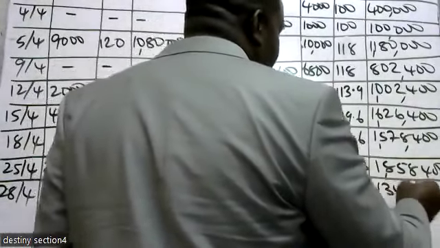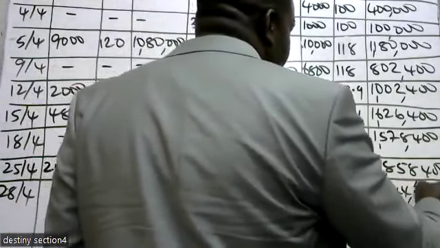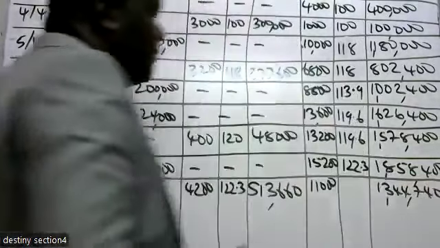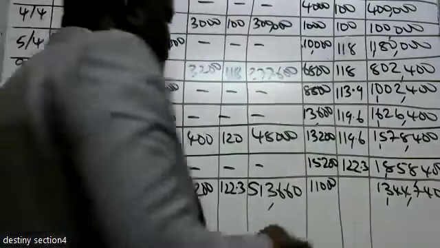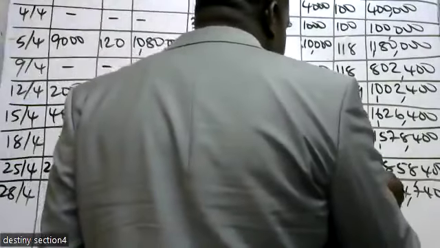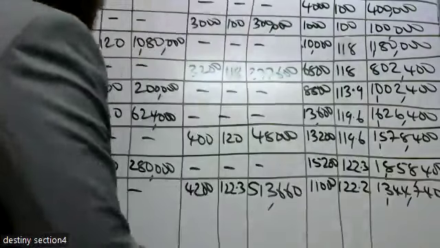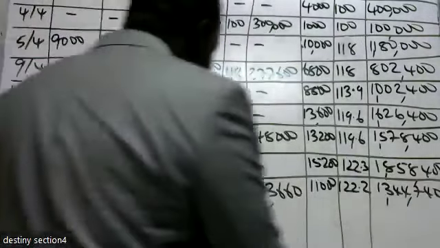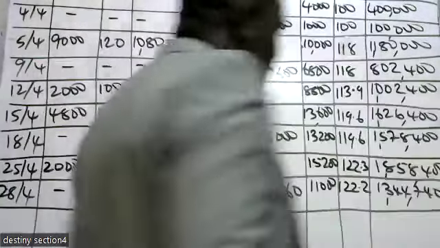1,344,740. So what is the average? 122.2. So we go to the next.